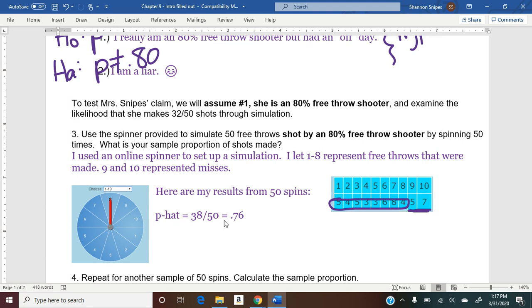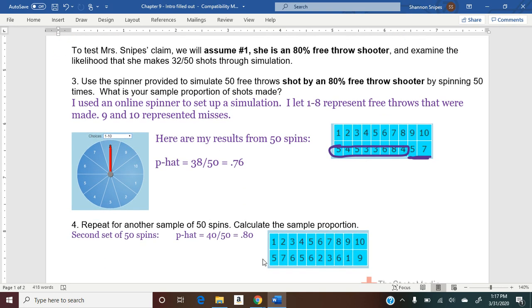Well, I say I made it. I don't know if I made it or not, because this is assuming I'm telling the truth. And I don't really know right now if I'm telling the truth. So let's do it again for 50 spins. Again, I am taking the easy way out. There were 10 spins that did not go in. So 40 out of 50 is 80%.